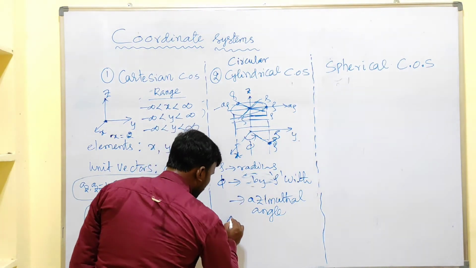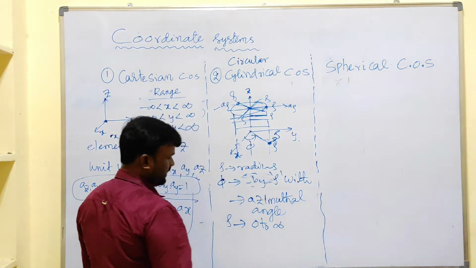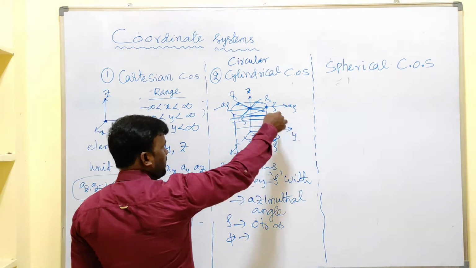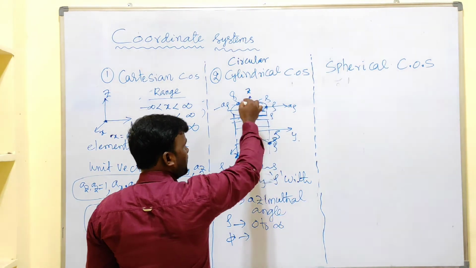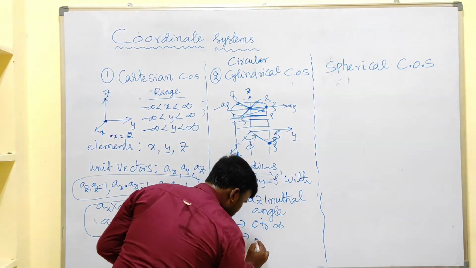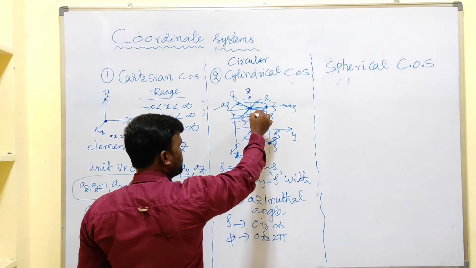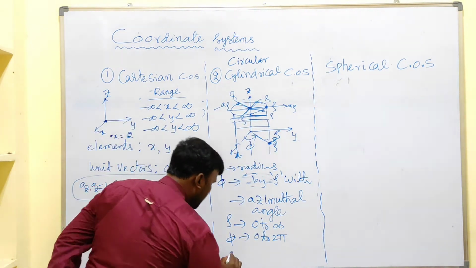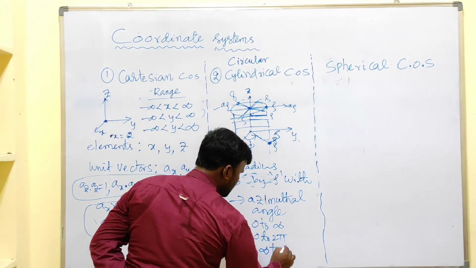The range of rho is, as it is radius, from 0 to infinity. And the range of phi is, here we are rotating around the cross sectional area of the cylinder, that is nothing but a circle. So in that case we will get 0 to 2 pi, like this round shape. So that is a rotational angle, 0 to 2 pi. And what about z? Same as in Cartesian coordinate system, that is minus infinity to plus infinity.